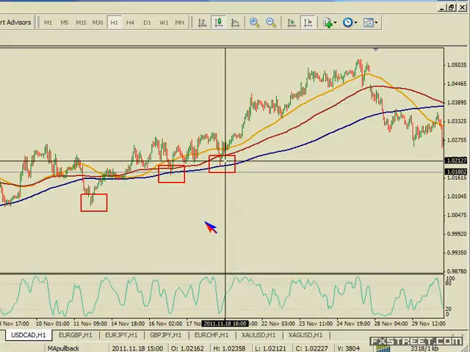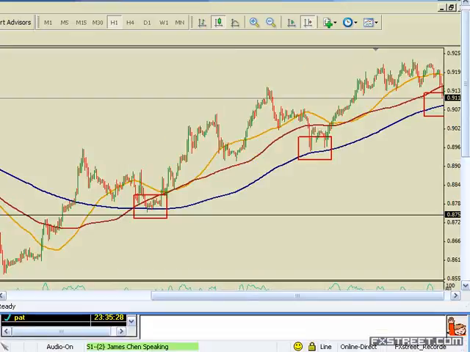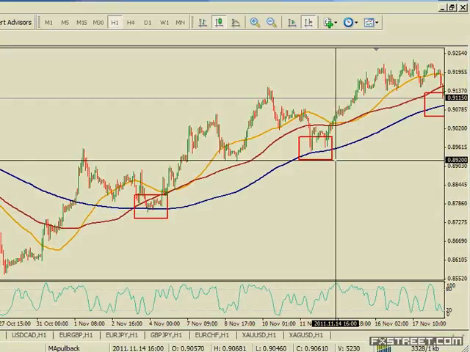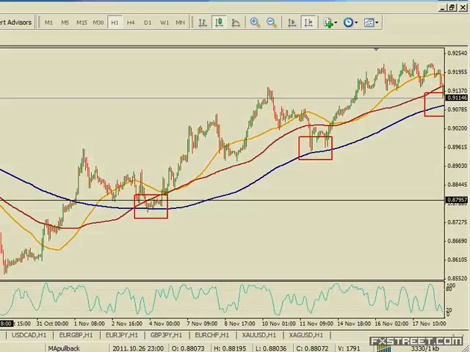Dollar Swiss. This is also an hourly chart of dollar Swiss. Same type of thing here. We got a downtrend. We got correct order for a downtrend. I'd like to show you some trades that don't work, but let me show you this one first. It's a downtrending situation.